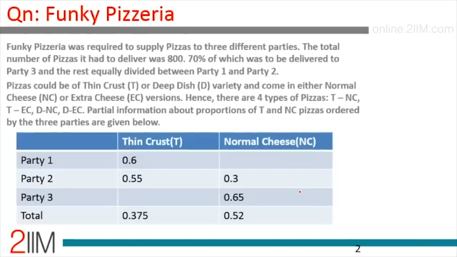Funky Pizzeria was required to supply pizzas to 3 different parties. The total number of pizzas it had to deliver was 800, 70% of which was to be delivered to party 3 and the rest equally divided between party 1 and 2. Pizzas could be of thin crust or deep dish and come in either normal cheese or extra cheese versions. Hence, there are 4 types of pizzas: TNC, TEC, DNC, and DEC. And wonderful. So he has ripped this 800 apart into 3 parties and into 4 different classifications.